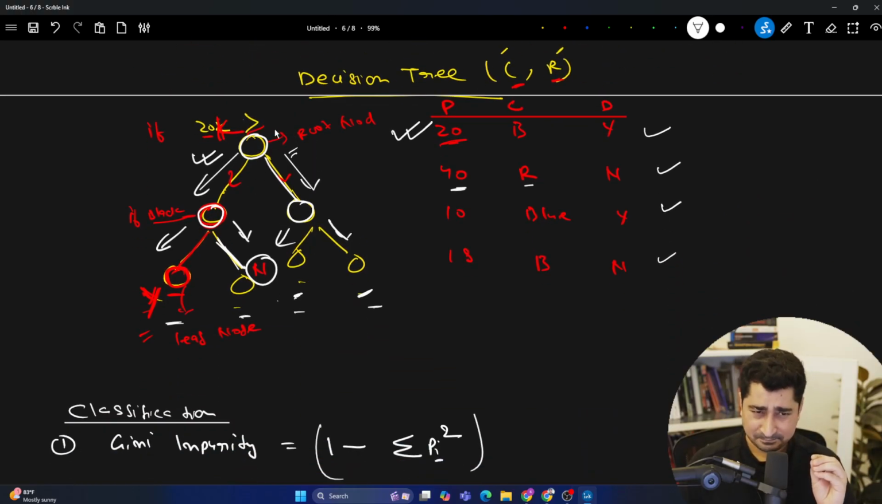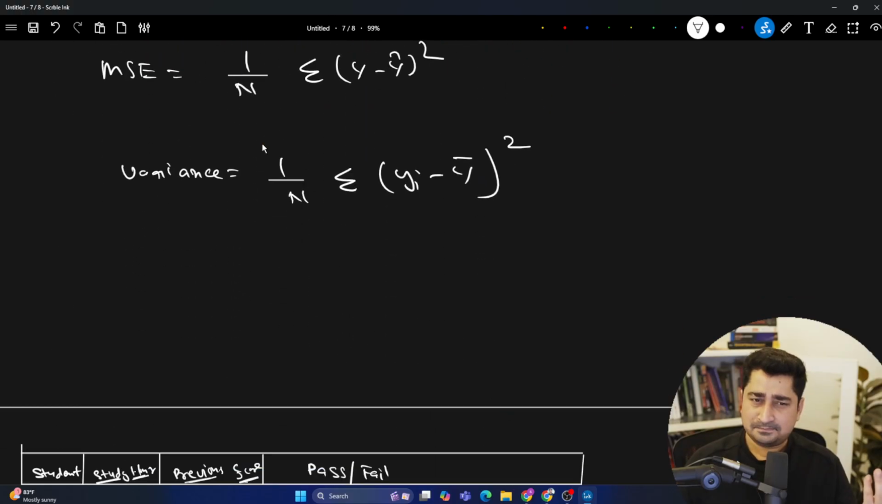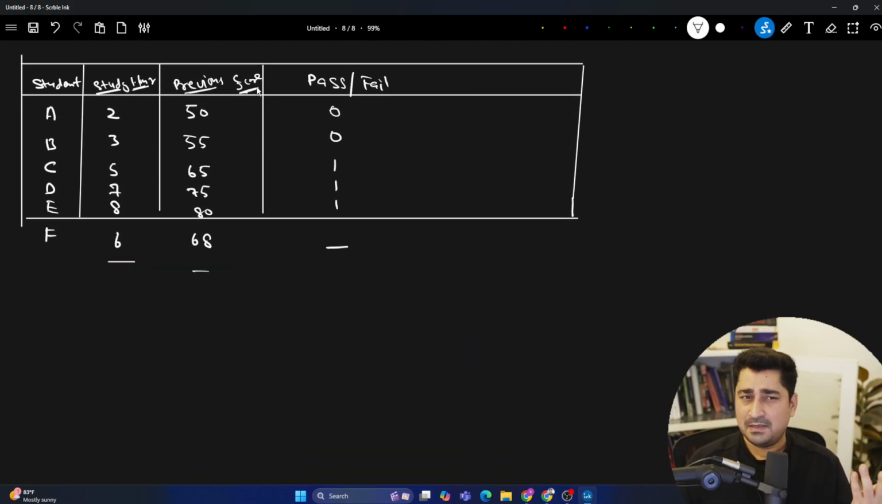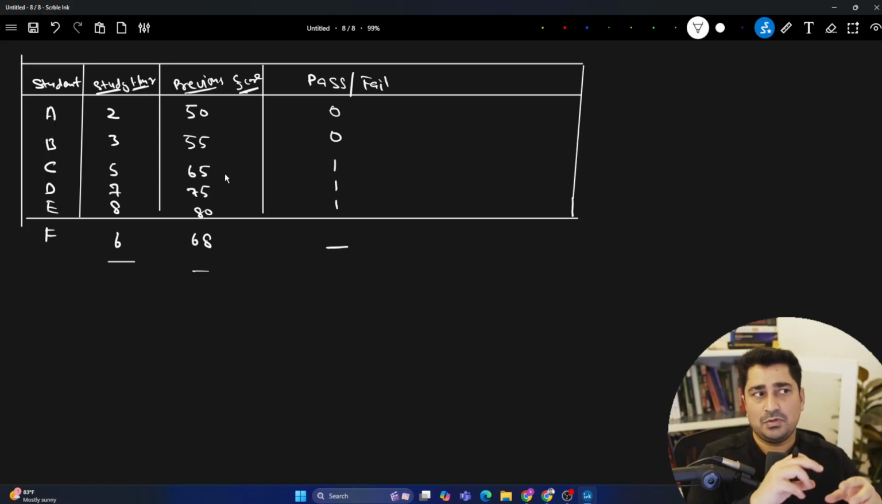So here, a root node. At any one node, it's not like you take multiple conditions, like previous score is greater than this or study hour is lesser than that, then go on this side or that side. No. At any point of time, on a root node, you are supposed to choose one. Maybe you should choose a score. If the score is greater than this, go on the left side. Otherwise, go on the right side, right?